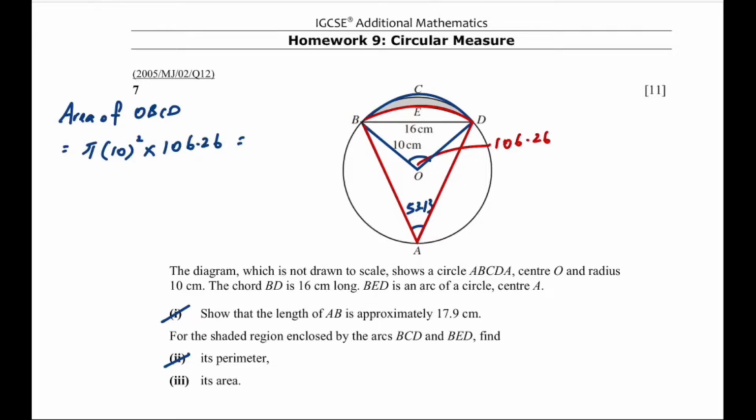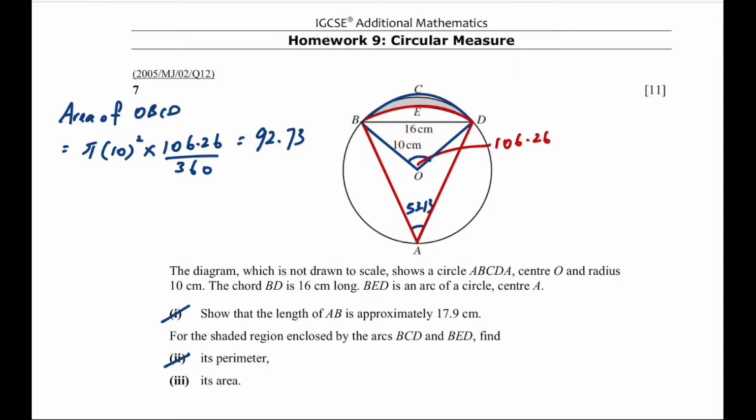Sector, huh? Pi times 10 square times 106.26, over 360 degrees. That gives 92.73. Okay, that is the area of this part.